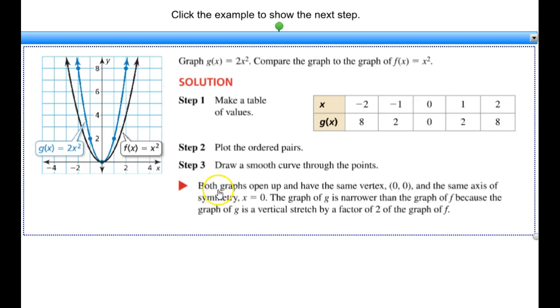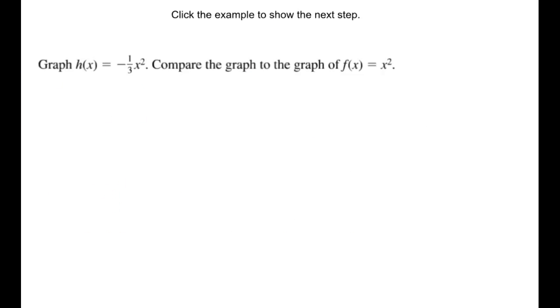Now I can compare the two graphs. I see that they have the same vertex, and they also have the same axis of symmetry. The graph of my g of x, my blue one, is narrower than my parent function. I knew it was going to be narrower because this value is greater than 1. So I know that it is a vertical stretch by a factor of 2. That's just how I can look at both graphs and compare them with each other.